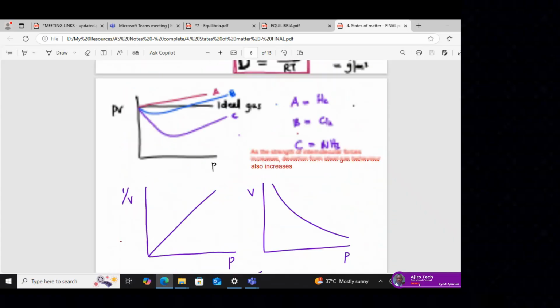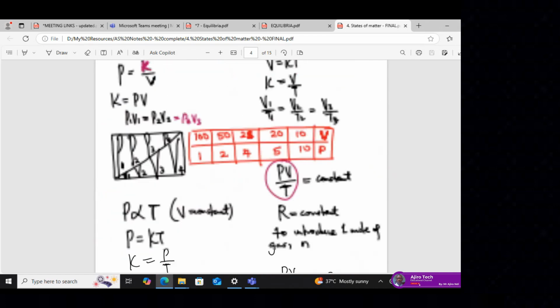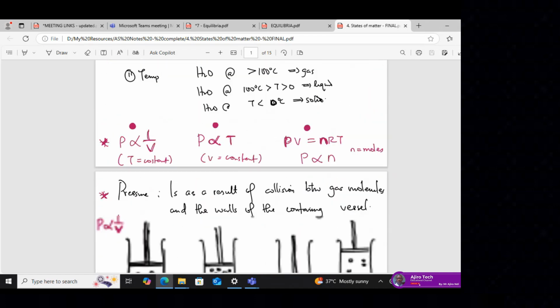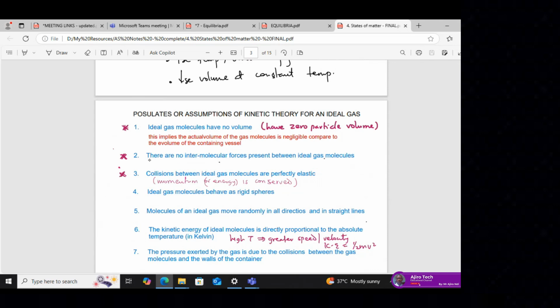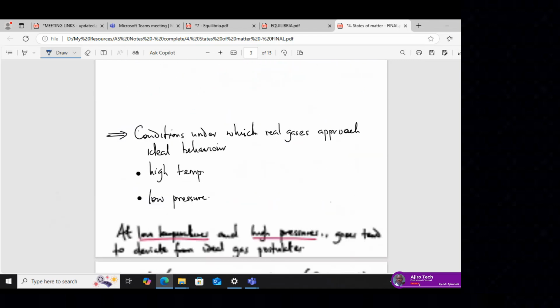I want to see which gas normally deviates from ideal behavior. The stronger the intermolecular forces, the easier they deviate from kinetic theory. If the forces are very strong, kinetic theory says there are no intermolecular forces between the gas molecules. So the one that has the greatest intermolecular force is the one that is very far from ideal behavior. When you are far from it, you are turning to a liquid or turning to a solid. Do you get? Come and see here.